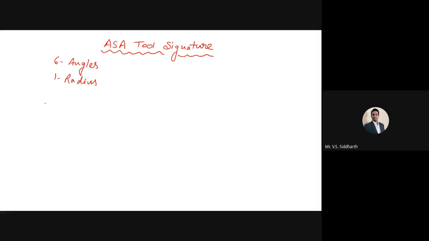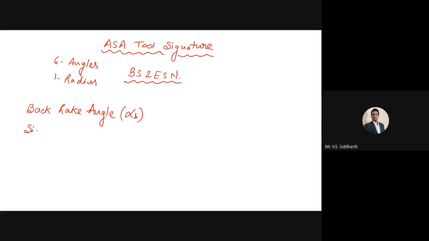First angle is what? You have to remember one line, that is BS, 2 times of ES. If you remember this, you will easily be able to write any angle pertaining to the ASA tool signature system. The first one is, what is the first one? Back rake angle. Good, Janvi. We represent it by alpha B.